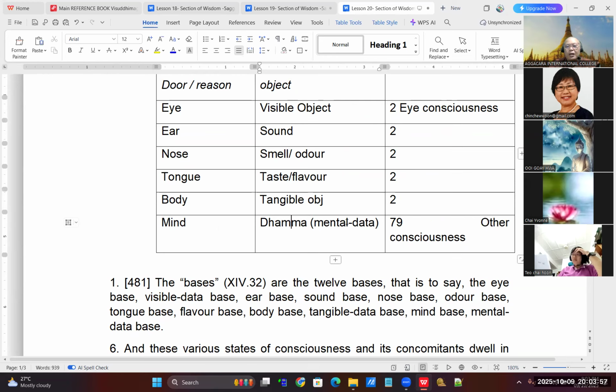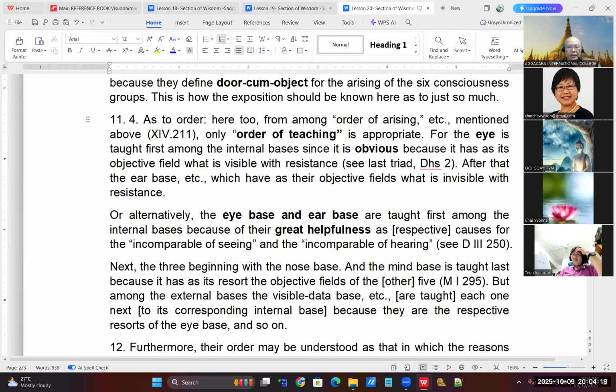Even like Dhamma, there are many things inside the Dhamma. Okay, Dhamma is a big category here. So the others are just like eye to visible object, ear to sound. So all these are one-to-one. So the rest, the last one, will be a big category. Okay, so that's the meaning there.